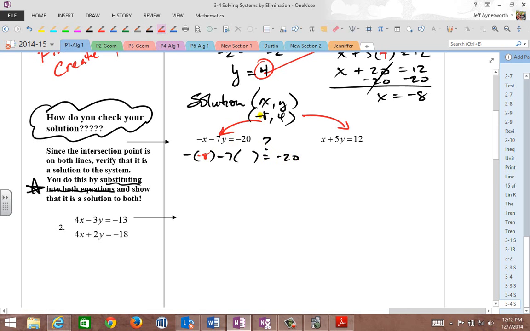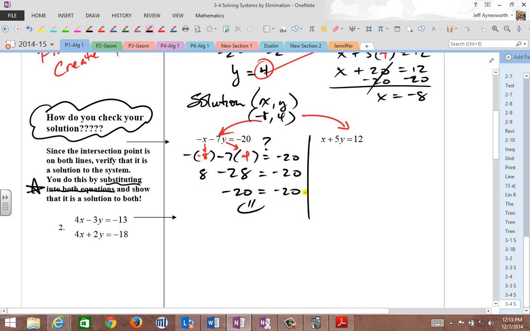So let's substitute negative 8 in for x. Right here, there's my substitution. Substitute 4 in for y, and you simplify the left-hand side. I know a negative of a negative 8 is 8, minus 28 here. Is that equal to negative 20? And the answer is yes, because 8 minus 28 is negative 20. And negative 20 equals negative 20, so it checks out.